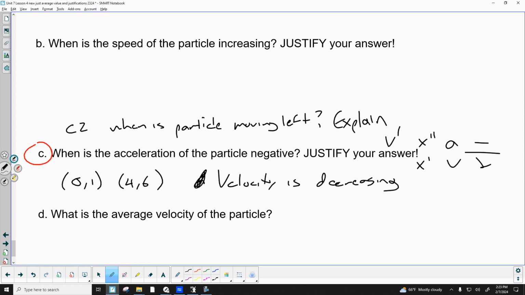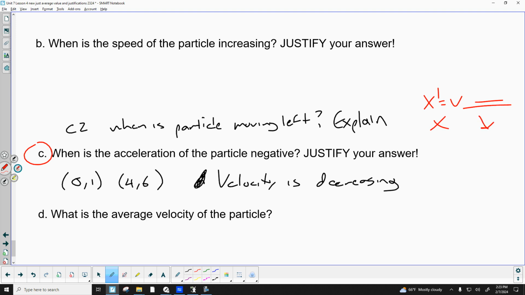What's your explanation? No, don't say that. Just say velocity is negative, you know? Now, your explanation could go to this length. Your velocity is negative, means your position is decreasing, means you're moving left.